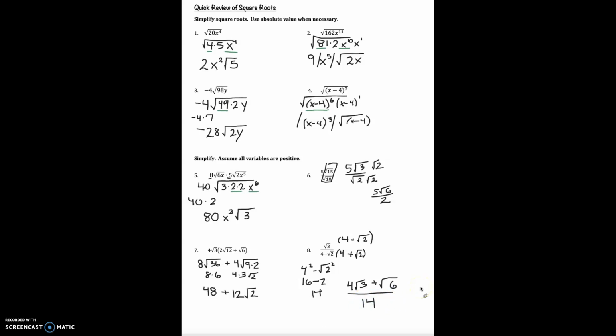So hopefully you remember how to do the roots a little bit and do well on the practice worksheet. We're going to be learning more about square roots, cube roots, fourth roots in this next chapter.